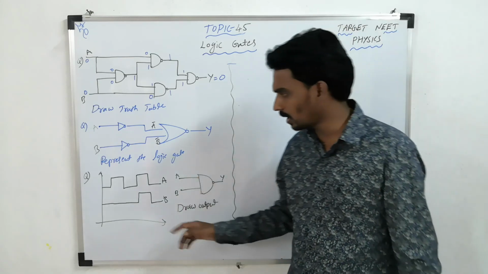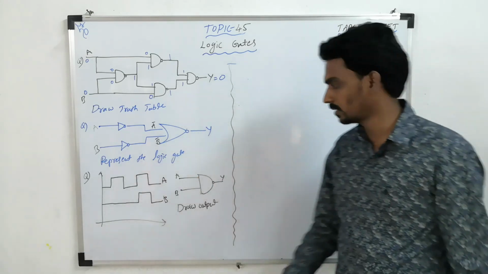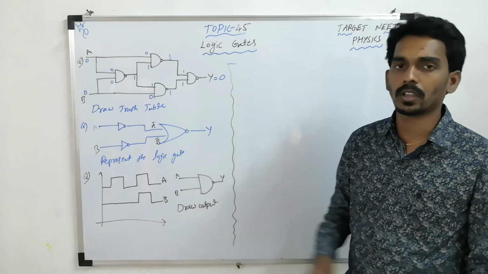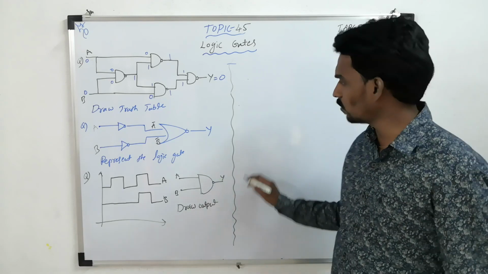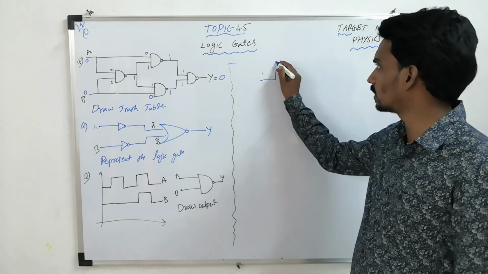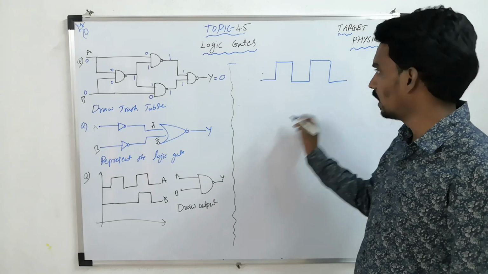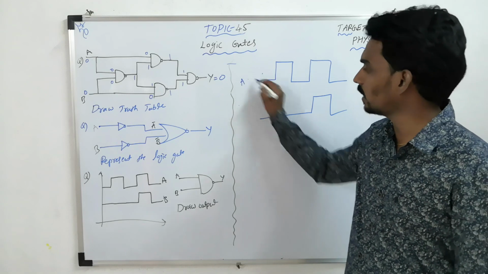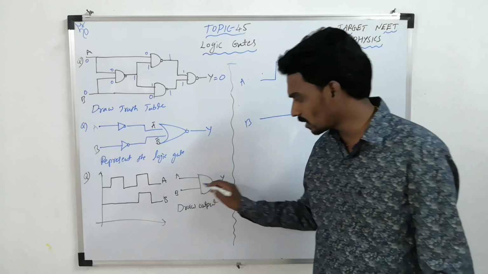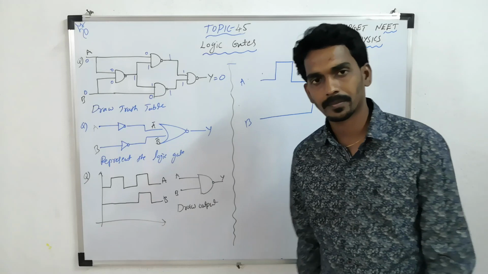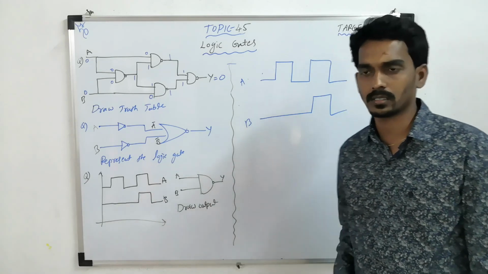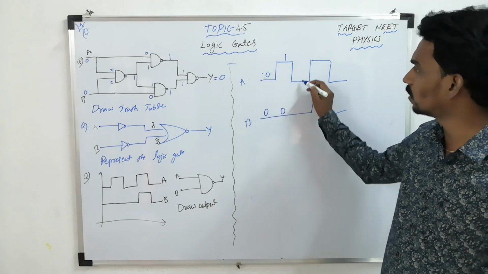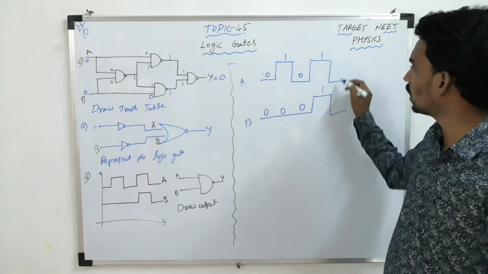Now the last and final one: they will give some wave pulse and they will give one gate. Then they will ask you the output wave pulse. See here, the waves they have given: one is like this, another is like this. This is A, this is B. Now they are giving these as input to one NAND gate. You have to remember which gate it is. Now the output, see here: 0 0 1 0 0 0 1 1 0 0.